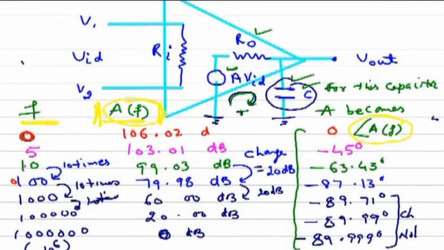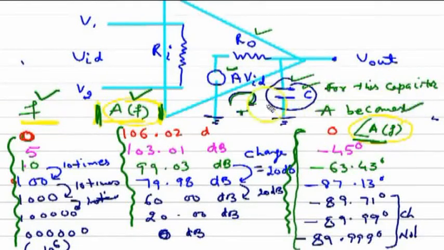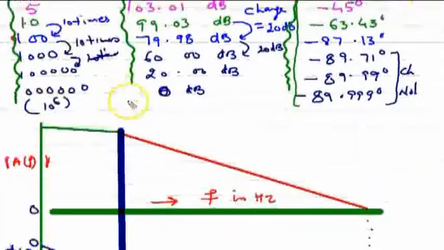So if we took the graph of the magnitude of AF, which is the value shown here, and the f, the value shown here, and the phase angle, the values are shown here. If we plot the graphs between AF and F, and between phase angle and F, the graph is like this. Very, very important.